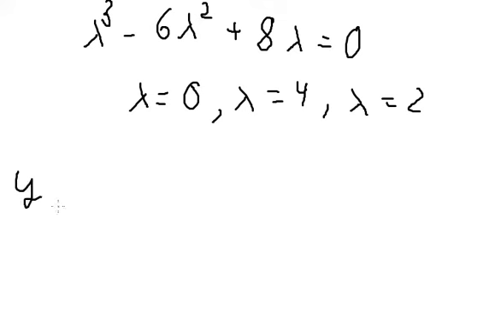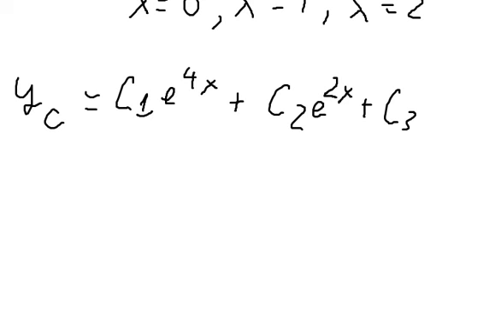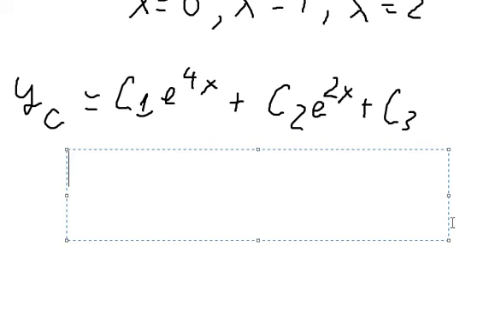So about yc in here, we have c1 e to the power of 4s, c2 e to the power of 2s, and c3 e to the power of 0s. About this one, you get 1, so we just write c3. Now we go to the particular solution.